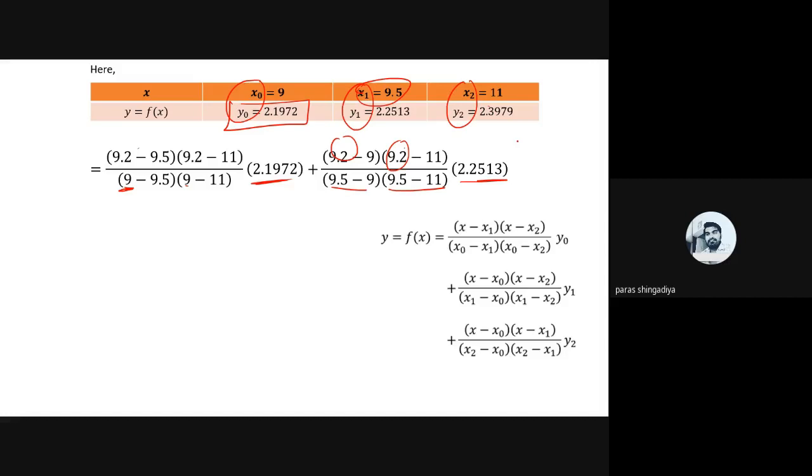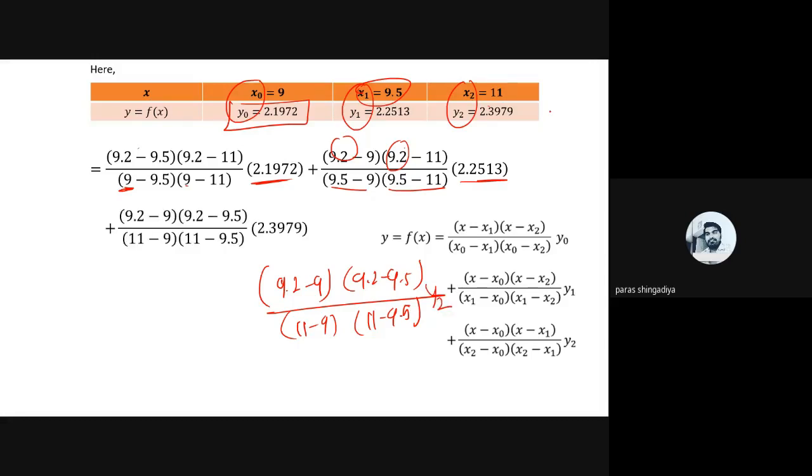Now the third term will be x minus x0, so 9.2 minus 9 and 9.2 minus 9.5. Okay, and the denominator will be, now replacing x by 11, so 11 minus 9 and 11 minus 9.5. Okay, and into y2. So y2 we have 2.3979. Okay, so just replace this whole value in this form, and now simplify each term.